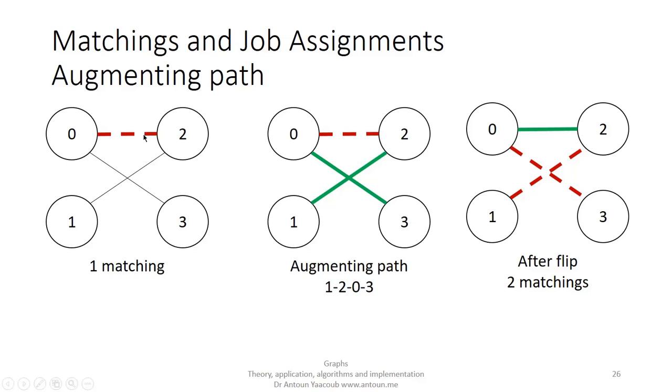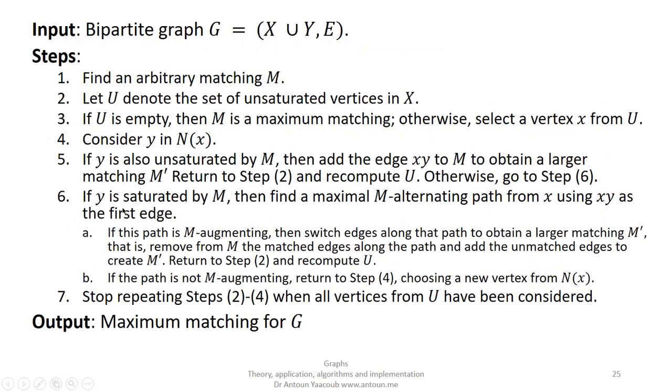Obviously in larger graphs, I could have multiple options. Also, I can start, for example, from 1, and I could not find an alternating path or augmenting path. So I need to pick another one. So let's go back and see the steps.